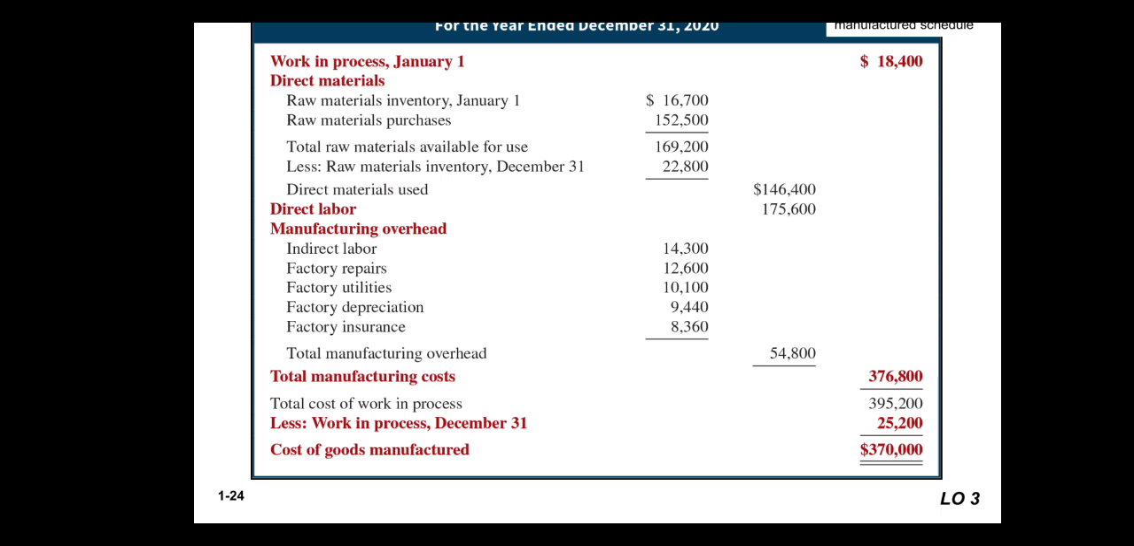So when you add the direct material cost plus direct labor cost plus overhead cost, you will get the total manufacturing cost, which in this example is 376,800. So you add this number, work in process beginning plus total manufacturing cost. In this example, you will get 395,200. And then you minus the ending work in process inventory. In this example, the ending work in process inventory is 25,200. So you will get the cost of goods manufactured, 370,000.